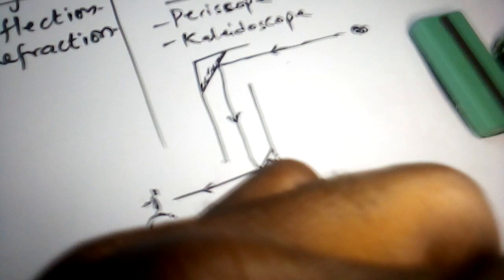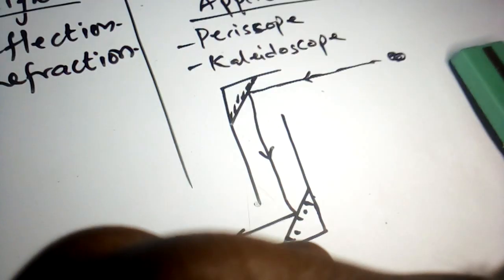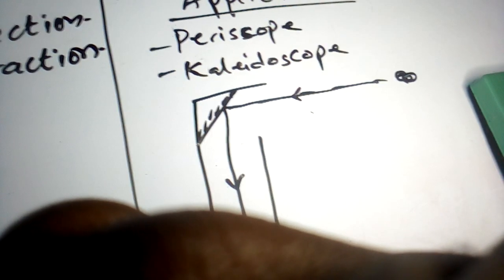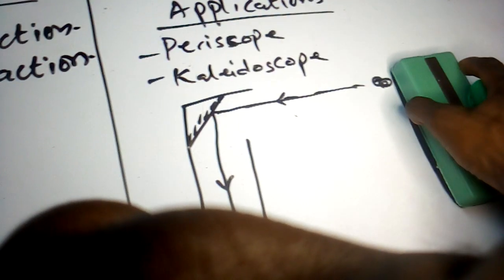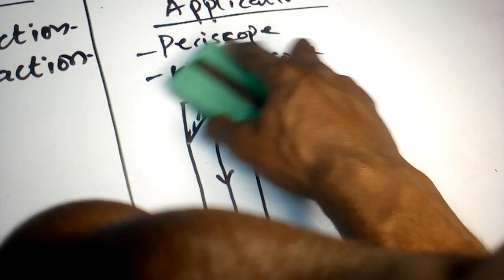Then a kaleidoscope is just like a camera toy for kids. It operates by the principle of reflection. So now let's quickly look at refraction.